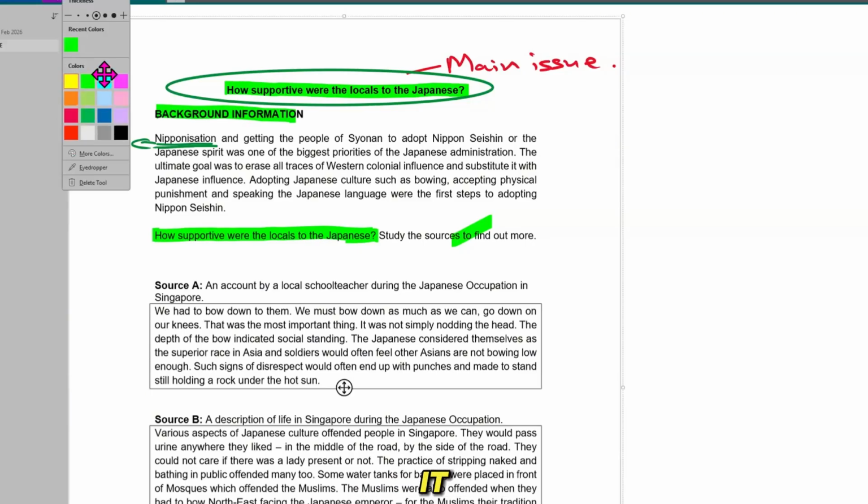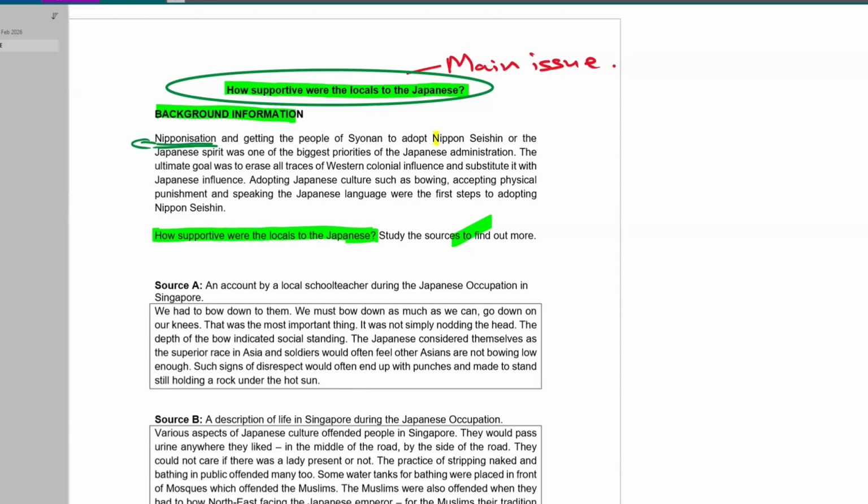Down here. You see it here, right? Okay. Nippon Seishin means what? Anybody knows? Nippon means referring to Japan. Seishin would mean the values, right? Values or traditions, customs, right? They want the people of Singapore to accept the Japanese customs and traditions, right? So that's the meaning of Nippon Seishin, Japanese customs and traditions.